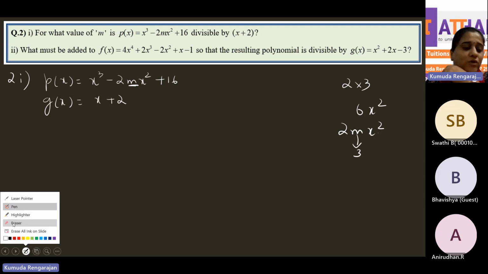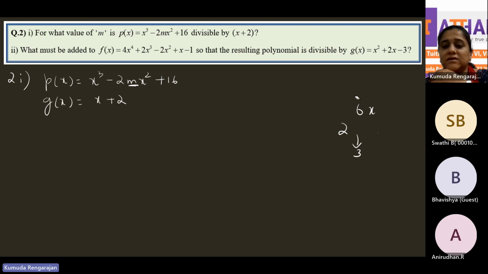Okay, so you need to find the value of m such that p of x is divisible by g of x. Always name the polynomials given. That's very important. Only then you can read the question better. Now I can read it easily. For what value of m is p of x divisible by g of x? Because I've named it. And where is m? M is here in the dividend, in p of x.